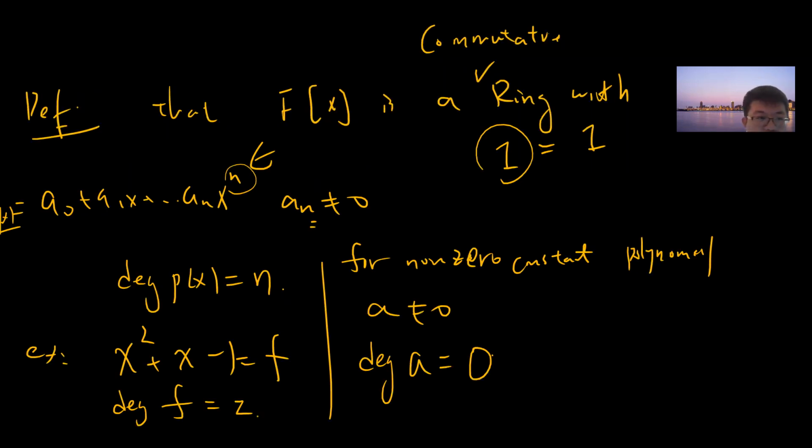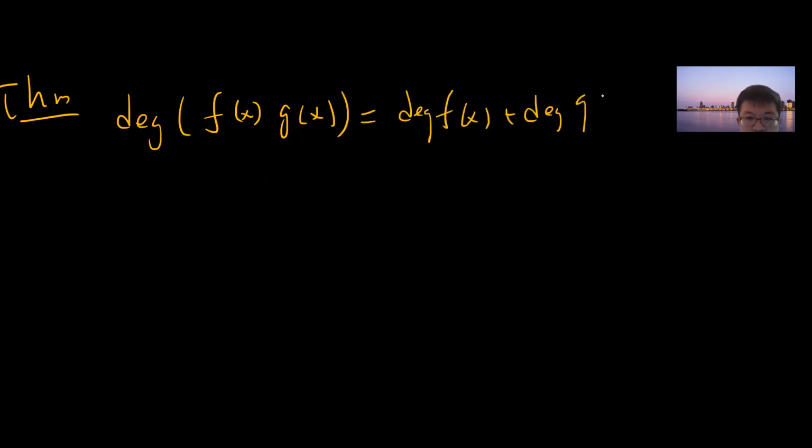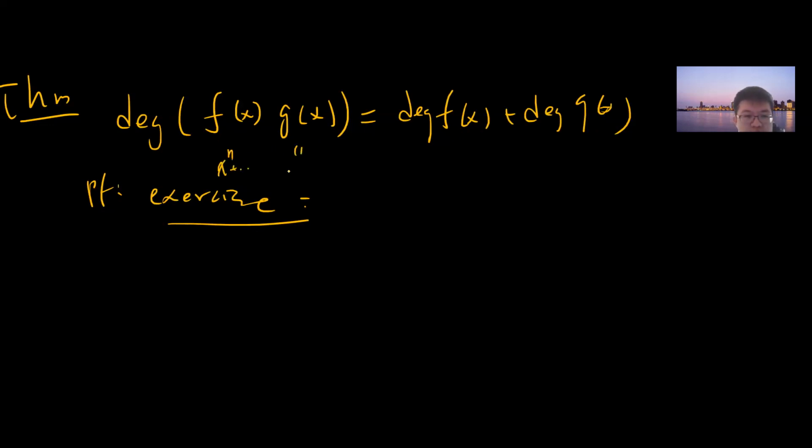And the theorem: the degree of f of x times g of x will be the degree of f of x plus the degree of g of x. The proof is just an exercise, because I think it's very intuitive. You take the largest power and the largest power, and it produces the largest. If this has degree n and this has degree m, their product has largest power x^(n+m). Trivial, do it by yourself.